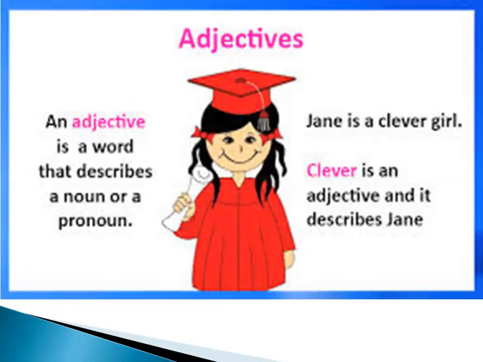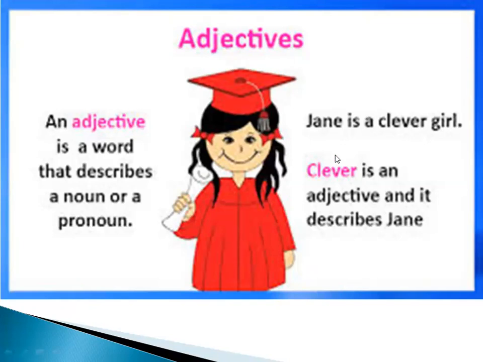It means if we are having a noun or a pronoun, to describe it, to tell the quality of a noun or pronoun, to add something more about it, you use the word which is called an adjective. This description or quality of the noun or pronoun can be good or bad, it doesn't matter. So an adjective is a word which tells us more about a noun or a pronoun. It is the description of which kind of noun or pronoun we are having. For example, Jane is a clever girl.